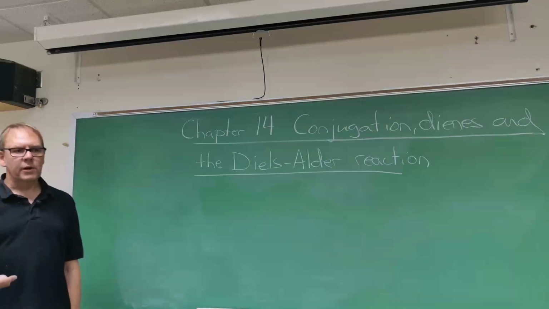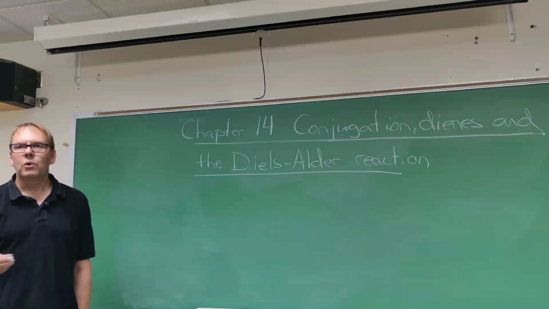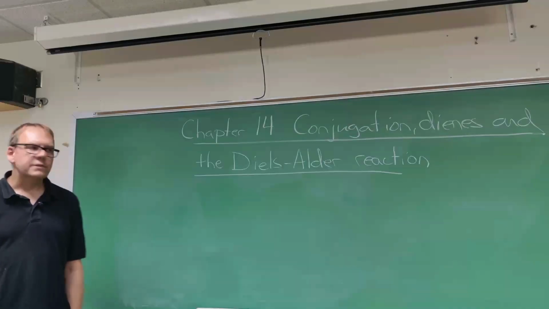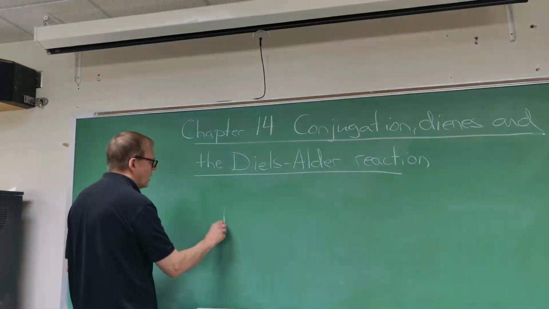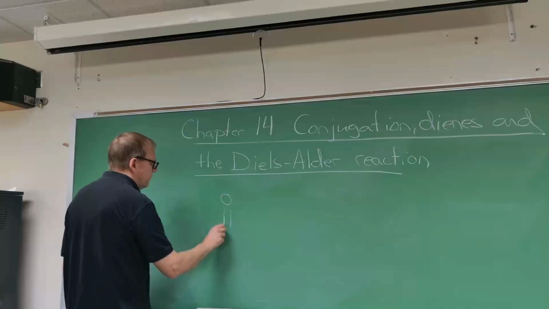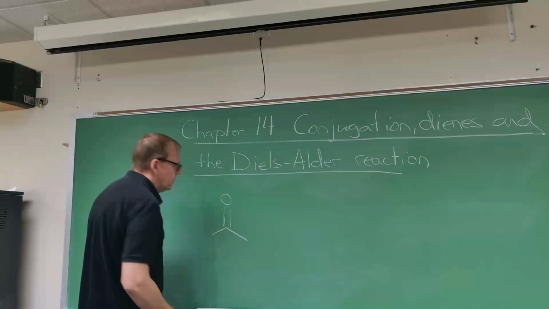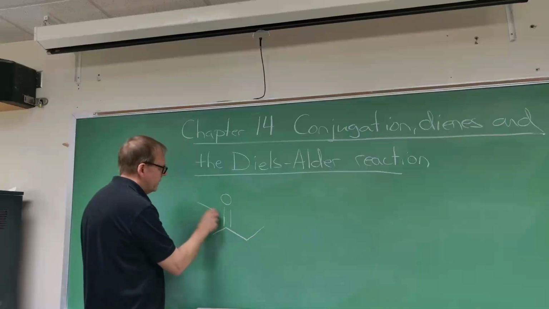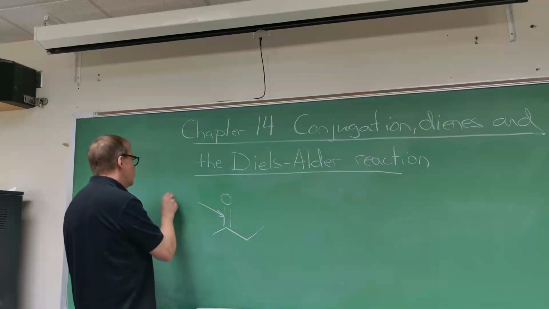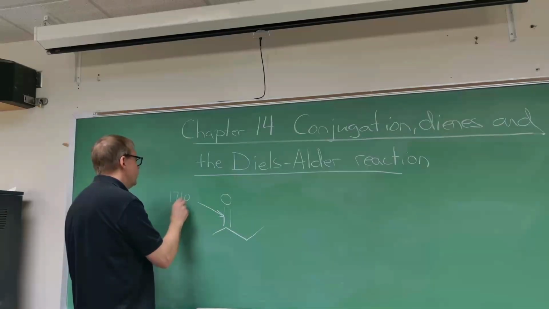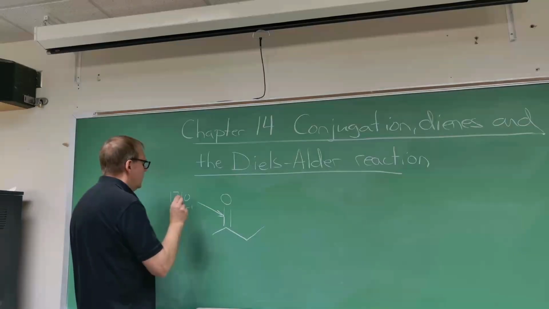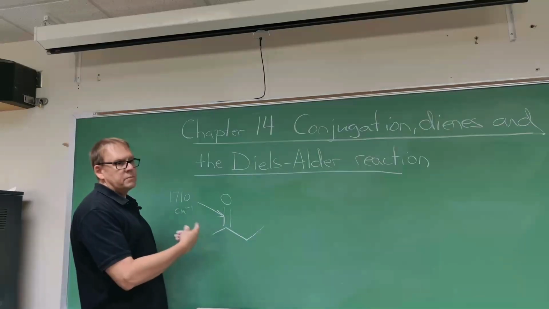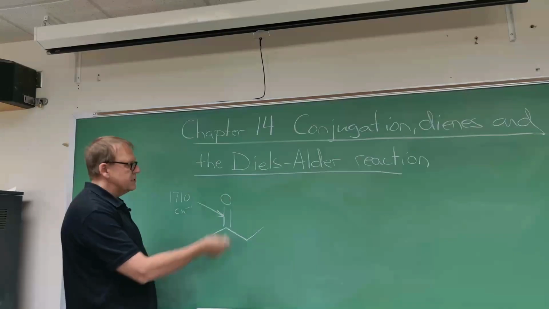So far what you know about conjugation is what I told you about when we were looking at carbonyl frequencies in IR spectrometry. So if you had a carbonyl that, for example, had no conjugation, it had a stretching frequency of about 1710 inverse centimeters. That was sort of normal for a ketone like this.